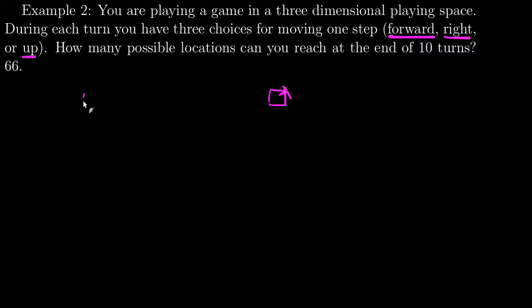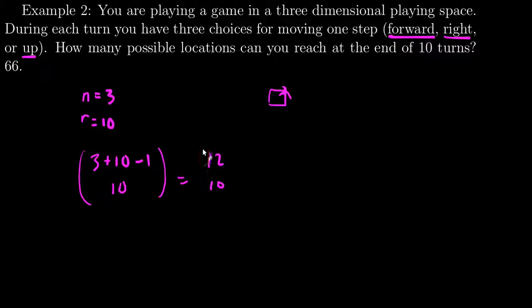So in here, n is 3, and I choose to move either forward, right, or up 10 times, so r equals 10. I can just go through the formula now. 3 plus 10 minus 1 choose 10, which is 12 choose 10. 12 factorial over 2 factorial times 10 factorial.